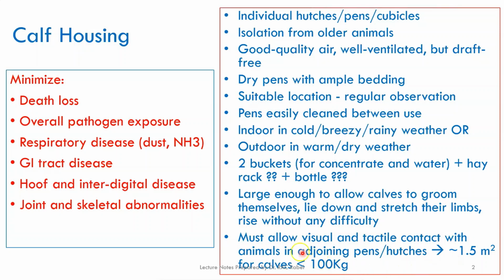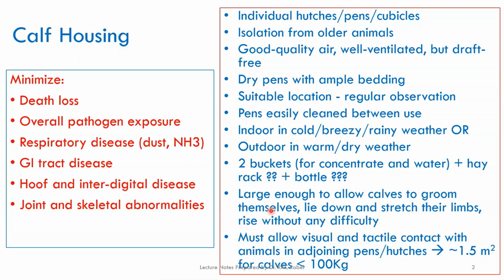Right. So another important thing, although you are separating this for a large enterprise, you have to make sure that there is visual and tactile contact with animals in adjoining pens. They should not be in concrete cubicles where they cannot see a single other calf, right? Because at some point in time they are going to come out of these calf pens, and let's say, for example, at 2 months, and they come out and they see other calves, and then they'll get the shock of their life. I've never seen a calf before.